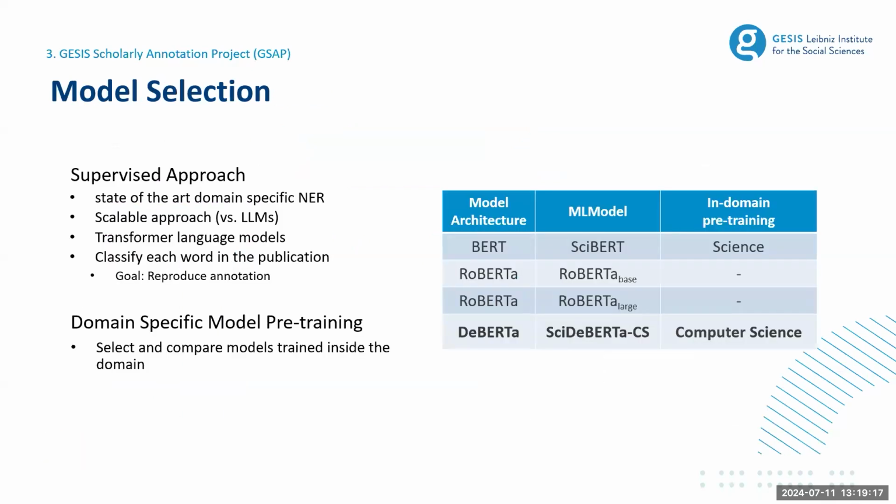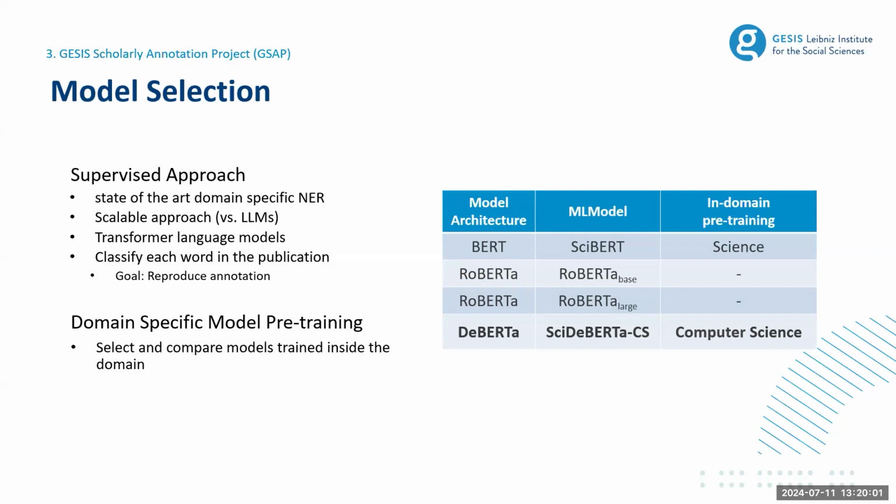For the model we trained as a baseline for this task, we decided for a supervised approach. On the one hand, it's still state-of-the-art for domain-specific named entity recognition. And it is a scalable approach without the limitations of big, large language models. We use transformer language models, which are able to classify each word in a publication for the existence of an entity. And the goal of this classification task is to reproduce the annotations.